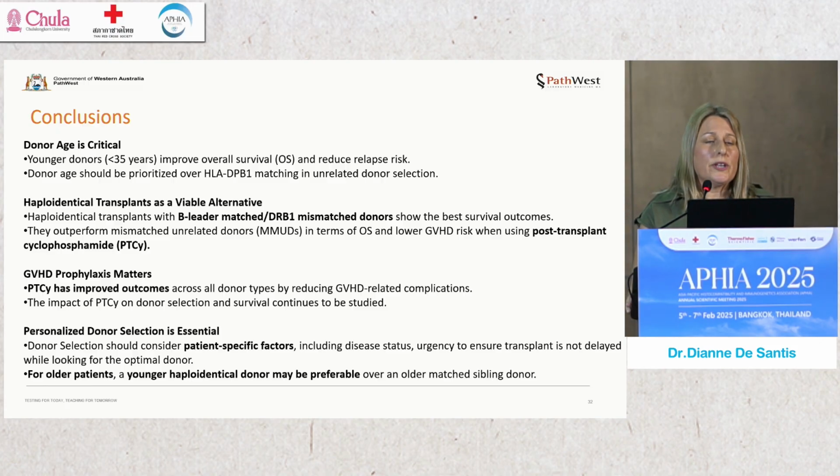PT-Psi has improved outcomes across all donor types by reducing GVHD-related complications, and again, the impact of PT-Psi on donor selection and survival continues to be studied. And donor selection should consider patient-specific factors, including disease status, urgency, to ensure transplant is not delayed while looking for the optimal donor. And generally for older patients, a younger haploidentical donor may be preferred over an older matched sibling donor.